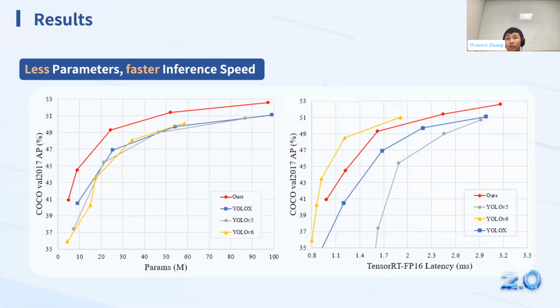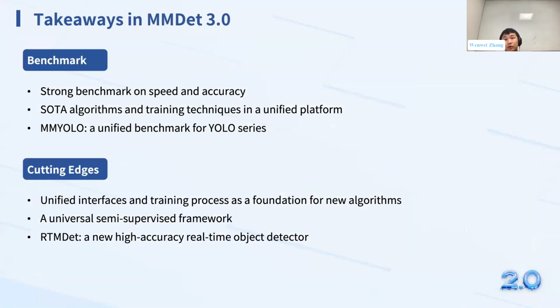Finally, when we compare RTMDet with previous works, we can see that RTMDet uses much fewer parameters but achieves faster inference speed in comparison with YOLOv5 and YOLOX. There are several takeaways in today's talk on MMDetection 3. First, MMDetection 3 provides strong benchmarks on speed and accuracy, and it provides SOTA algorithms and training techniques in a unified platform. And we also released MMYOLO, which provides a unified benchmark for the YOLO series.